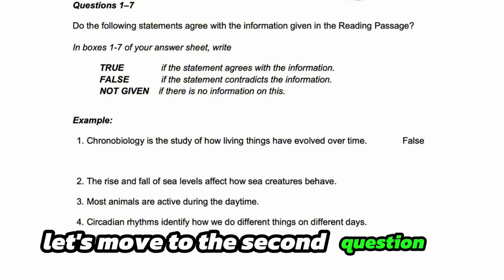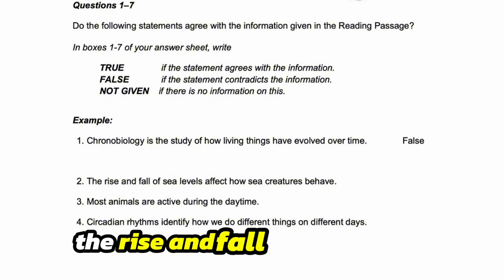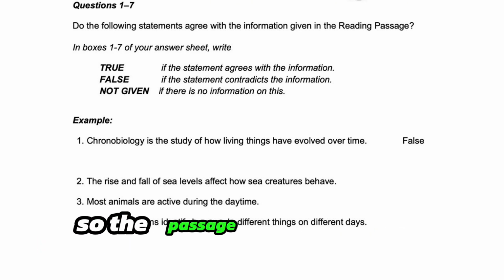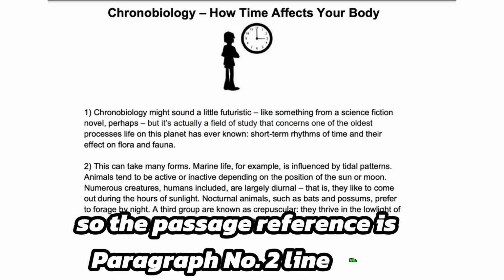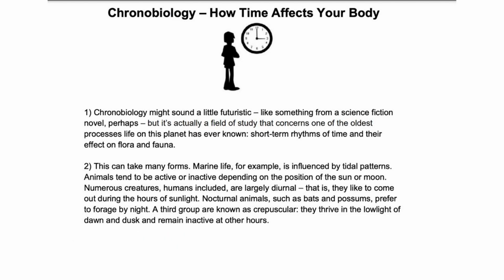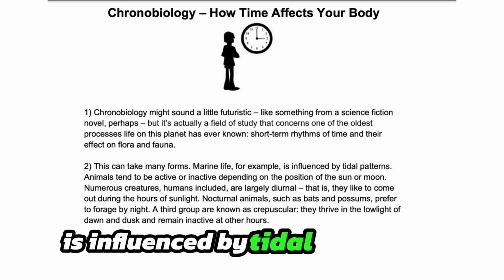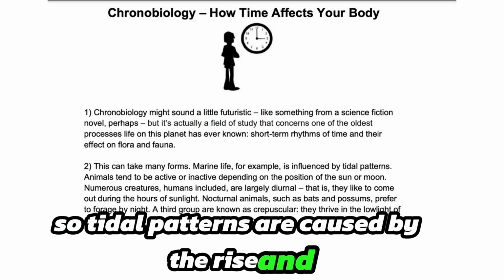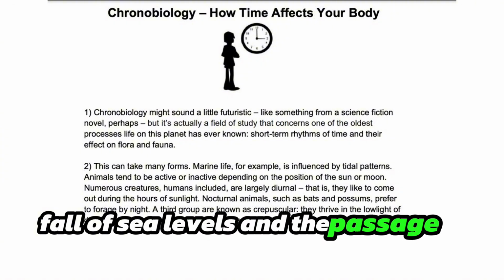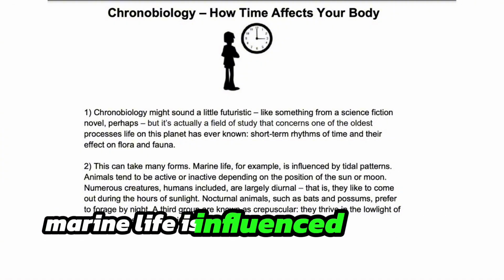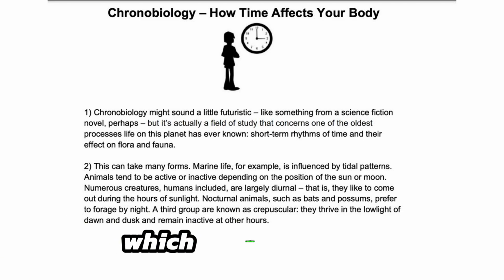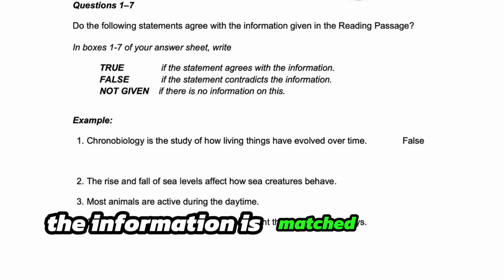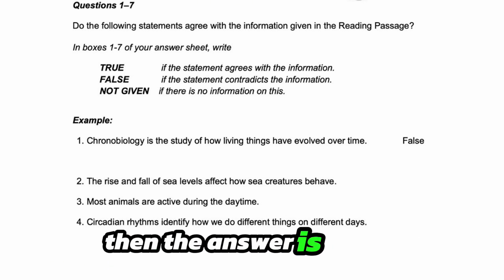Let's move to the second question. The second question states, the rise and fall of sea level affects how sea creatures behave. The passage references paragraph number 2, line number 1. Marine life, for example, is influenced by tidal patterns. Tidal patterns are caused by the rise and fall of sea levels, and the passage states marine life is influenced by tidal patterns, which confirms that sea creatures' behavior is affected by them. Here, the information is matched with the passage information, so the answer is true.